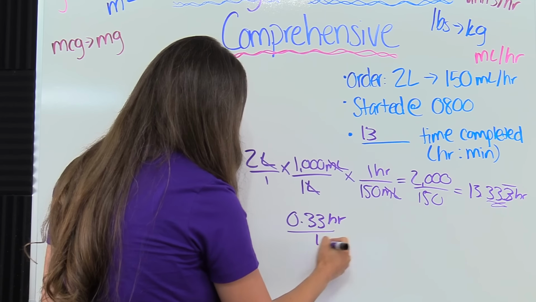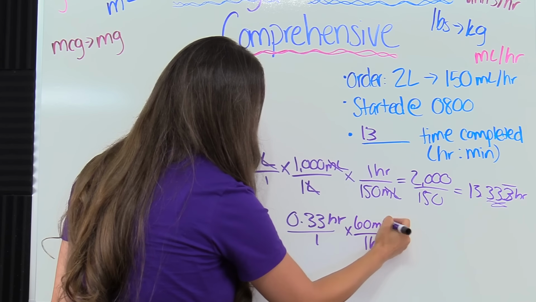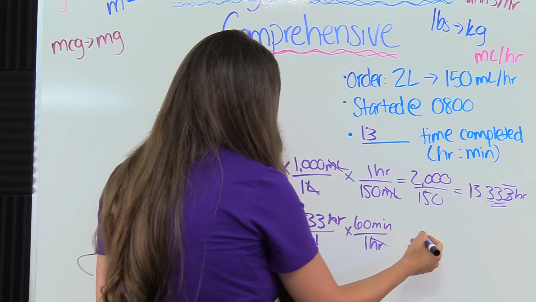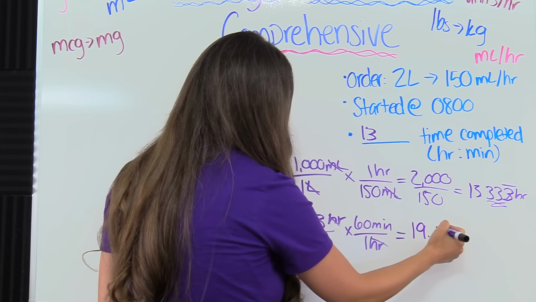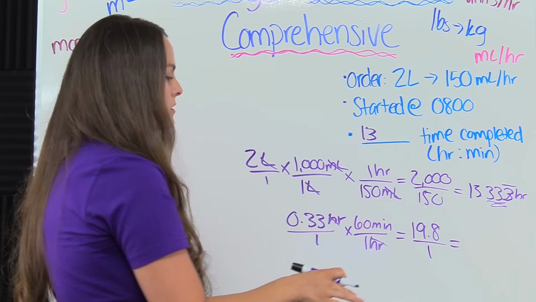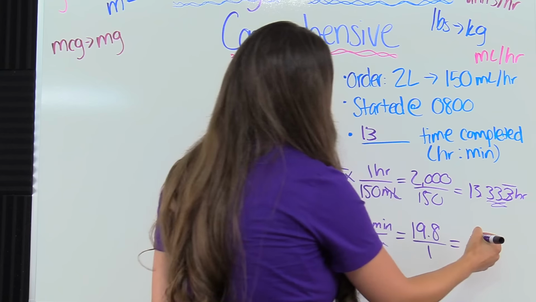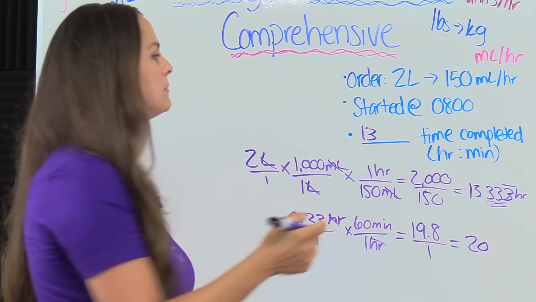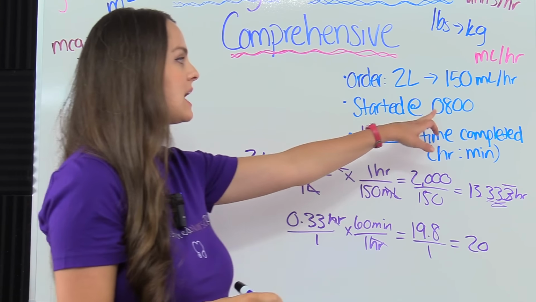And we know that in 1 hour, there's 60 minutes. So here we're at minutes, and that's where we need it to be. So 0.33 times 60 gives us 19.8, and then 1 times 1 is 1, and then we're going to divide. Of course, that gives you 19.8, and then we're going to round to the nearest whole number, so that gives us 20. So it's going to take 13 hours and 20 minutes to infuse, but it wants to know the time.